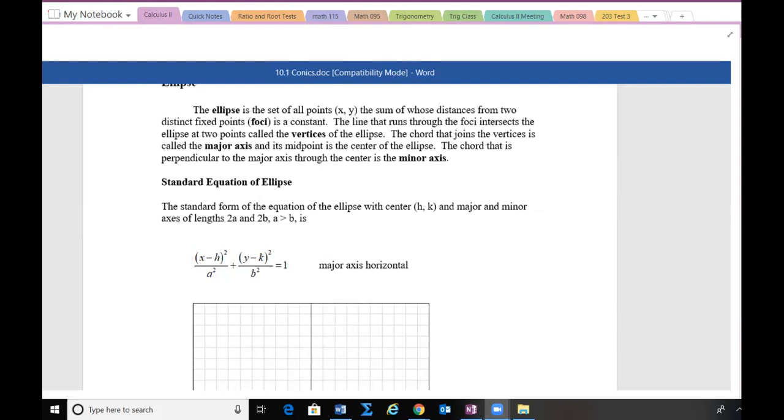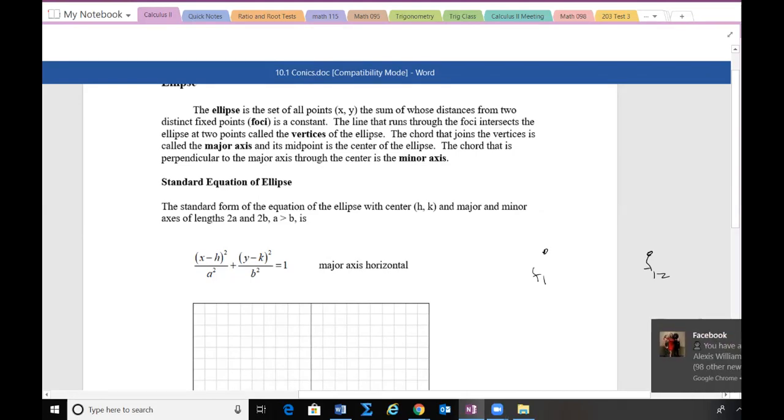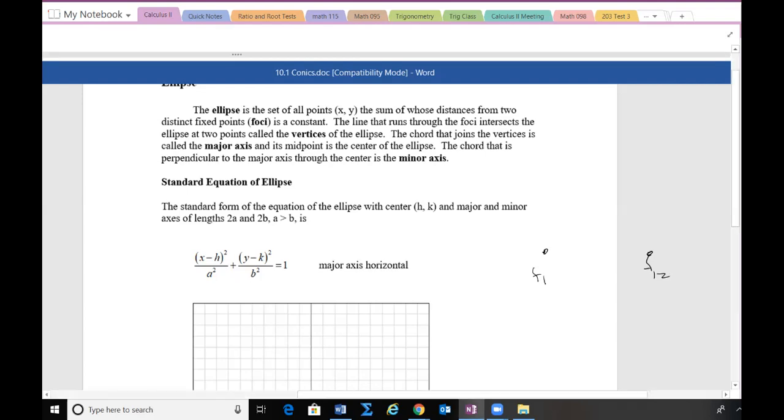So what we're seeing is something like this. I'll put a little sketch over here. You have 2 points, and we'll call these F1 and F2. And if you take a defined length, let's call it D.